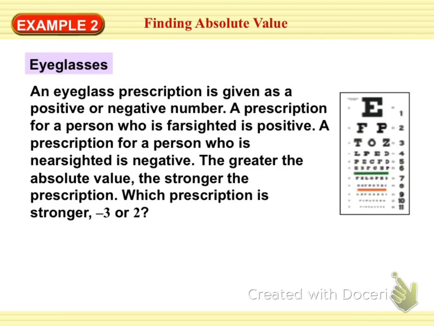To find the absolute value, this is another thing we need to review at the beginning. This problem says, an eyeglass prescription is given as a positive or negative number. A prescription for a person who is farsighted is positive. A prescription for a person who is nearsighted is negative. The greater the absolute value, the stronger the prescription. So which prescription is stronger? So this brings up the topic of absolute value.